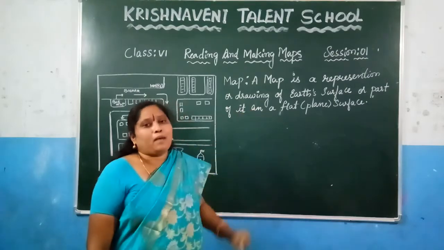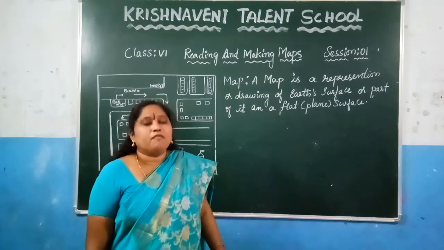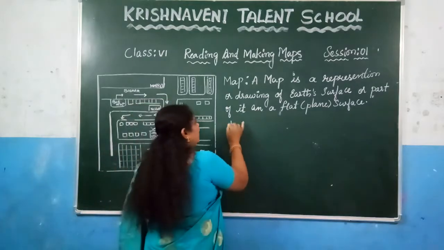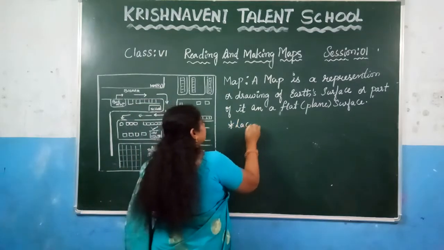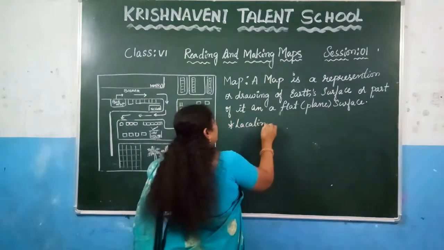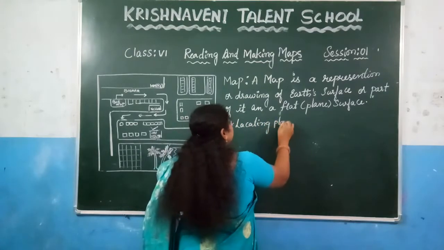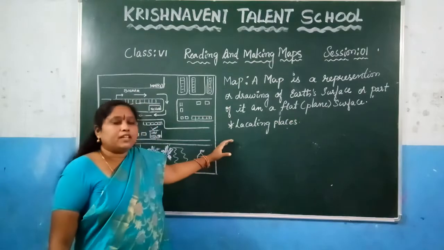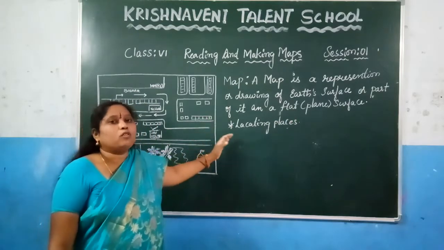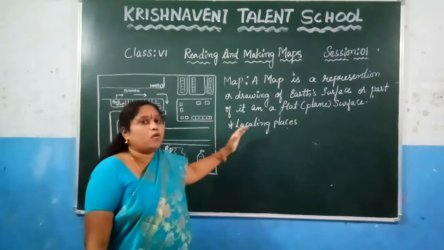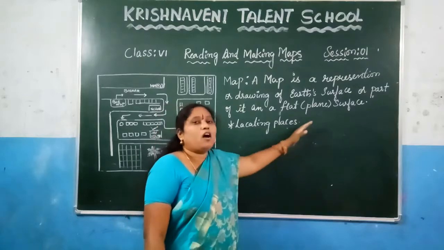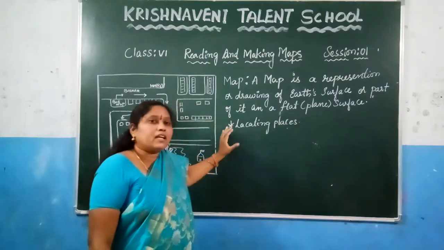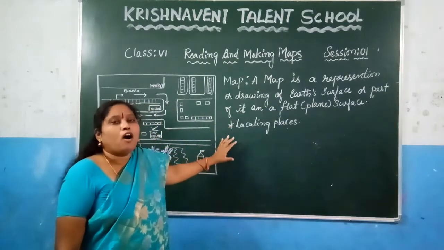What is the use of maps? Why do we use maps? We use maps for locating places. Locating places in the sense of in which place they are situated. They are situated in the hot places or in the cold places. They are situated in the mountain areas, plain areas or plateau areas. We can get the exact location of the places.